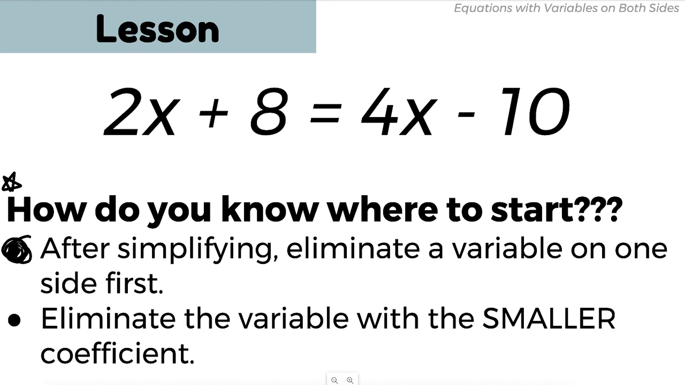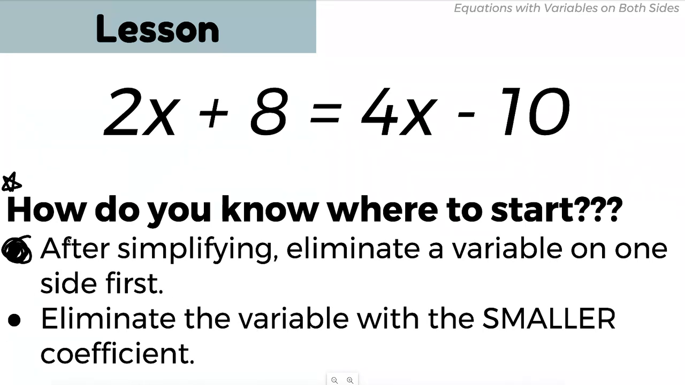You can eliminate anything you want first. You can get the x's together on one side first. You can get the constants together on one side first. You have a lot of options, okay? But an efficient strategy is to eliminate a variable first. Again, it just gives you the most control.